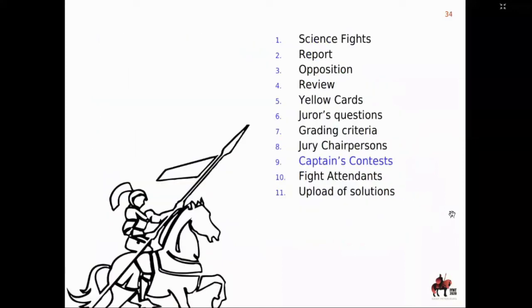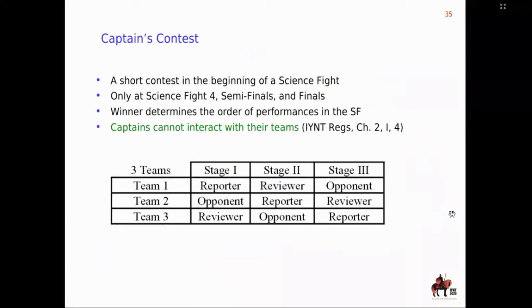Captain's contest is something that we have in the beginning of Science Fight 4 semifinals and finals. The winner will determine the order of performances in the fight, and the winner will not interact with their teams when solving the questions and answering the questions. But this also concerns all other captains. So once again, we'll have a short contest. Someone will win, and that team captain will decide on the order of performances.